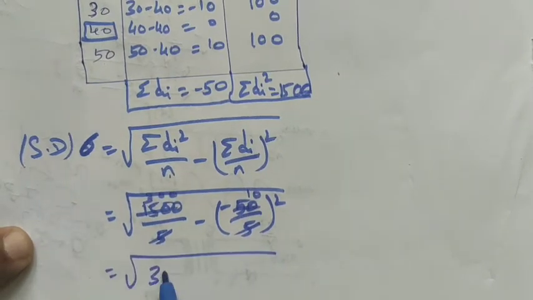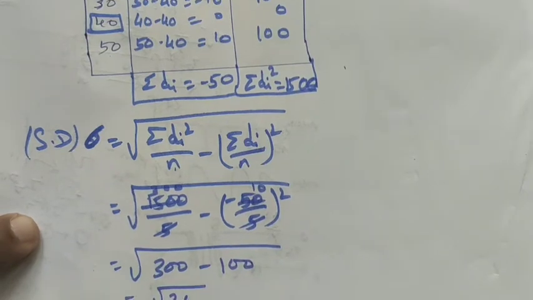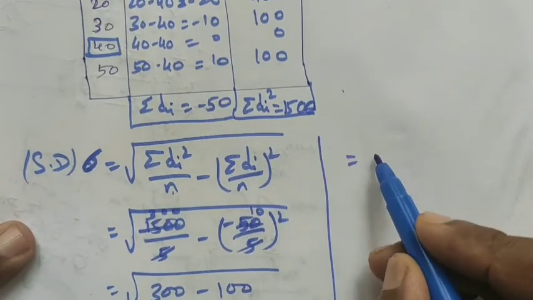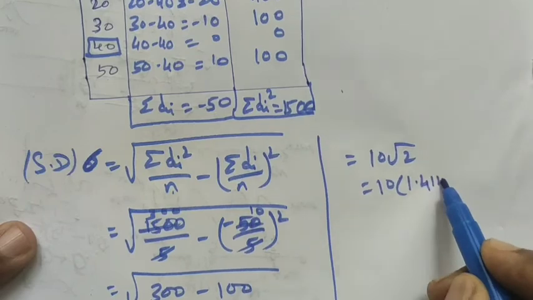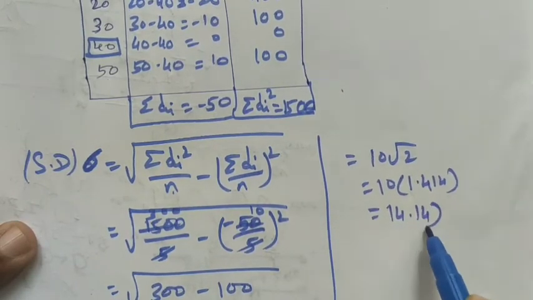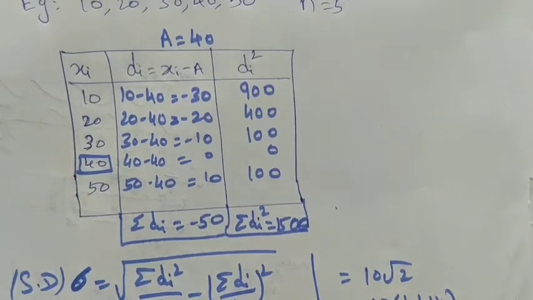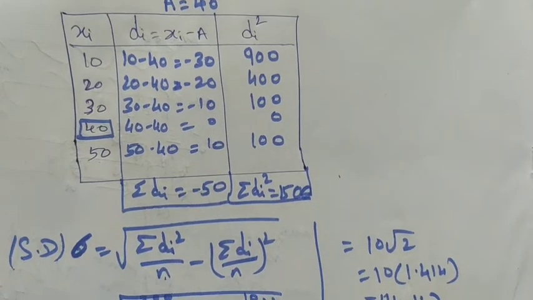So root of 300 minus 10 whole square. Minus 10 into 10 is 100. So we get root 200. Root 200 is nothing but 10 root 2. So we get 10 into the root value 1.414, so we get 14.14. Here we have smaller data, so it is very easy to find. When it is larger data, we can apply this assumed value to get the standard deviation very easily and simplify the terms easily, right?